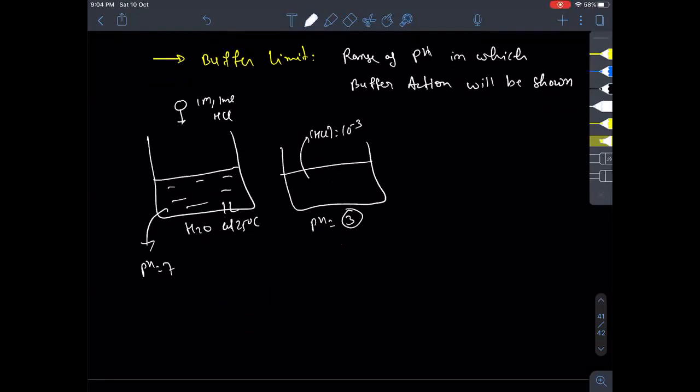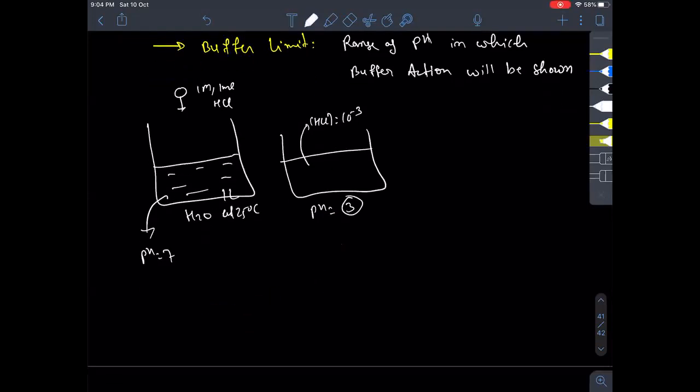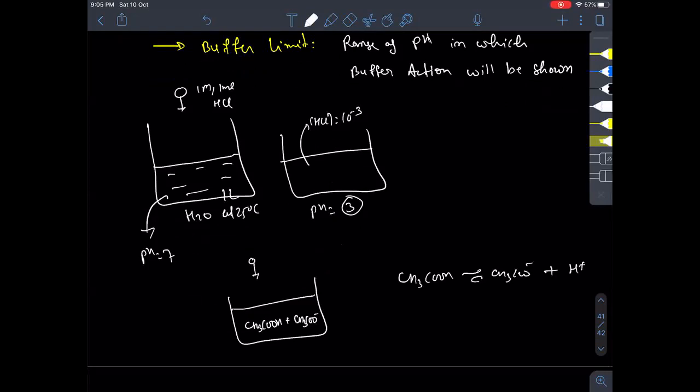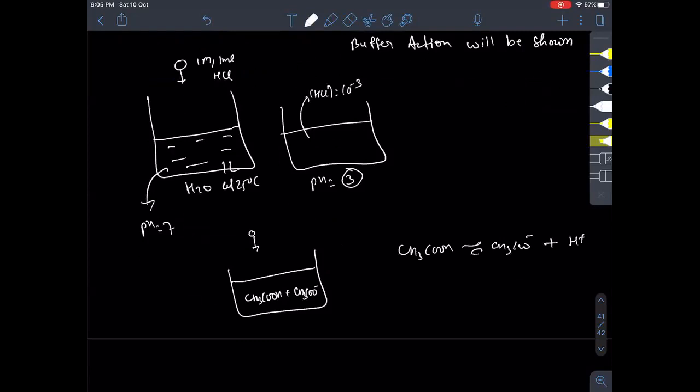But if you are taking a buffer instead of pure water, like suppose you took CH3COOH and CH3COO minus, and now you drop this HCl, then what will happen? This buffer solution will resist the change in pH. Suppose 1 mole each of them we had at the beginning. Now the HCl will react with this conjugate base, right? So how much will it change? 1 minus 10 to the power minus 3, and it will be 1 plus 10 to the power minus 3. It will be approximately 1.